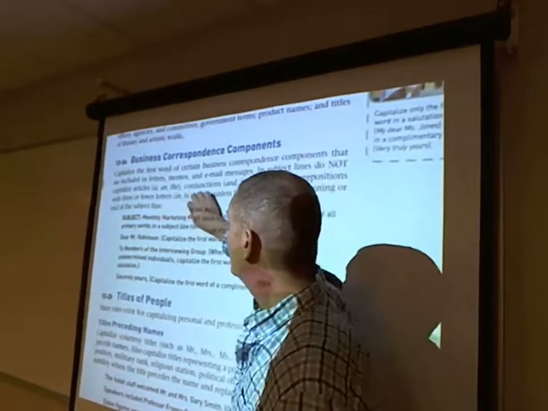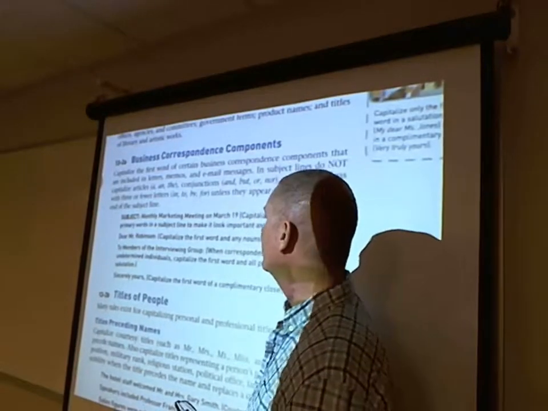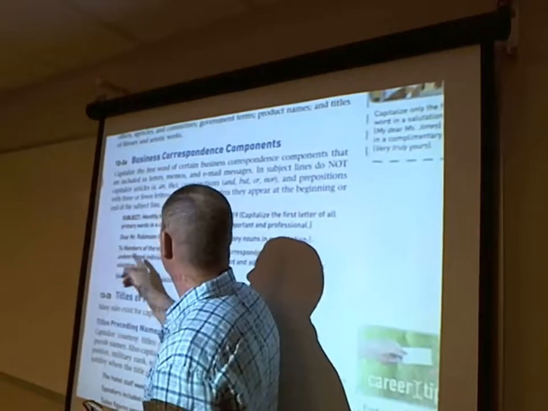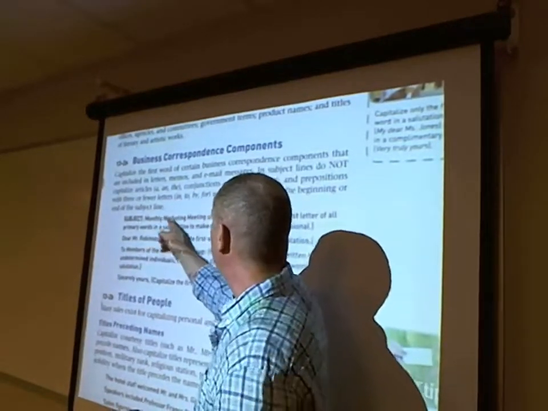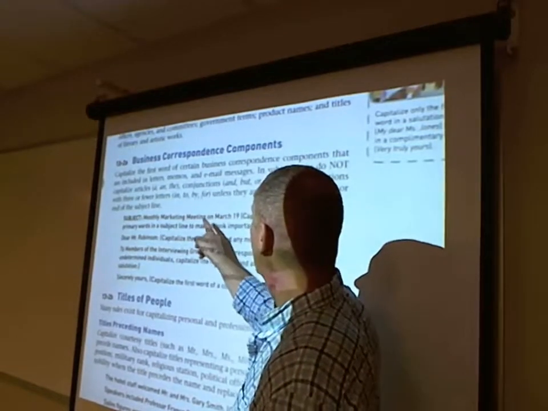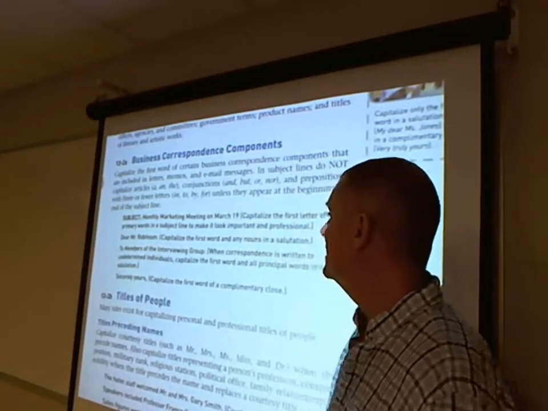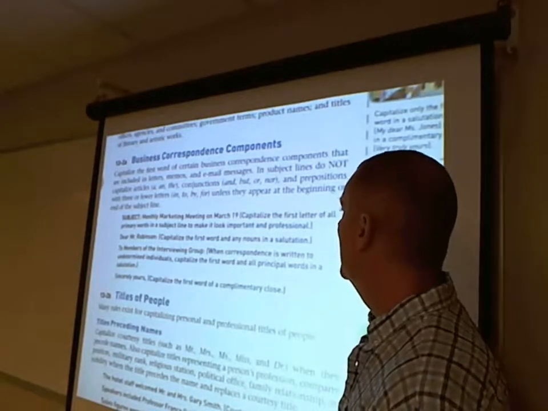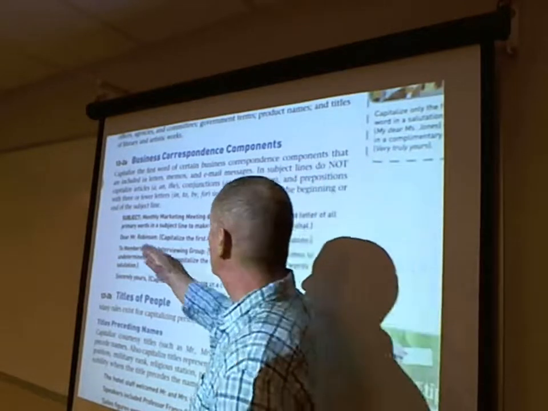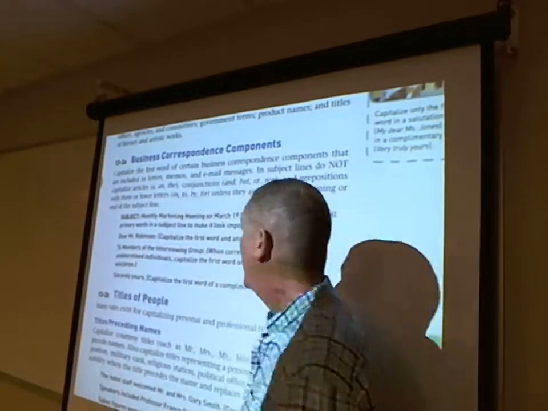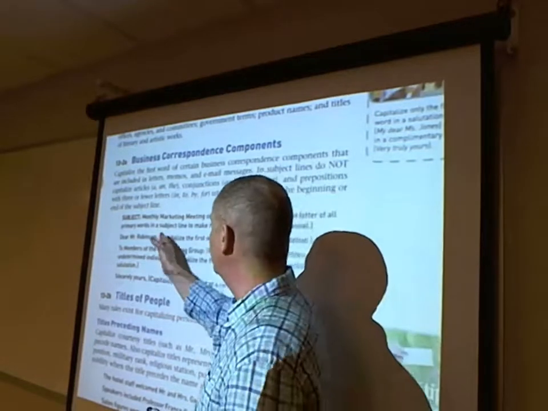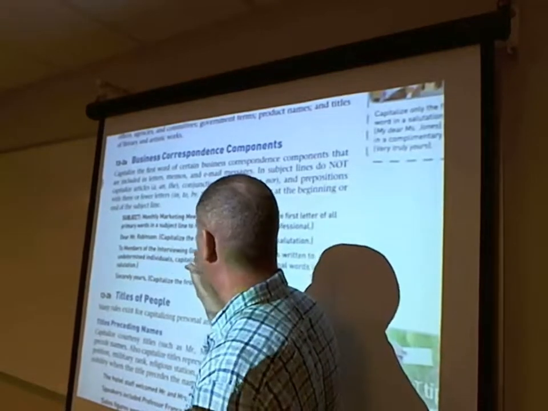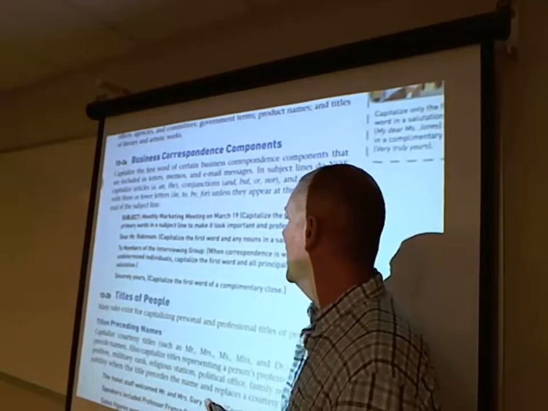But if they put capital S and then a little UBJECT, colon, then this would be correct. Monthly marketing meeting on March 19. On is not capitalized because of its small number of characters, and it's just used as a connector, as a preposition. Dear Mr. Robinson, all of those components are capitalized in a salutation, and a colon follows. Then, to members of the interviewing group, this is a salutation, so it's addressing the members, so it's capitalized, and then of the group, that's capitalized as well.